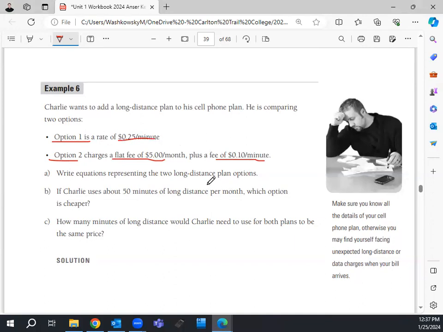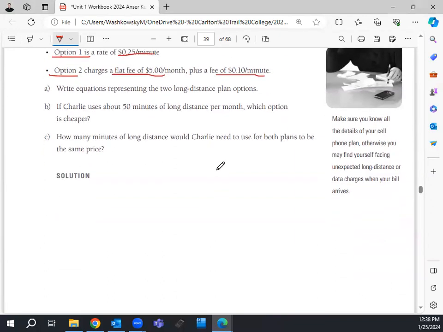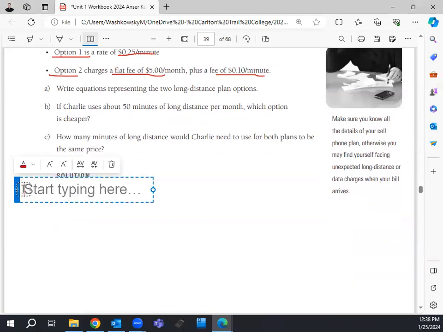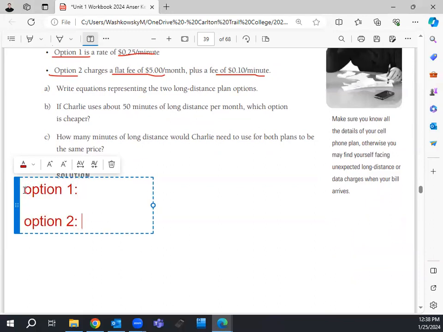So basically, what we want to do is we want to write equations that are going to represent these 2 things. So we want to make an equation that doesn't matter how many minutes you call, whether it's 0, whether it's 1,000,000 minutes, we can put that into our calculation. We can get how much is that going to cost. So that's our goal here. So we're going to try that out here. And just like always, I'm just going to do option 1. I'm going to do option 2. Really keep ourselves organized.